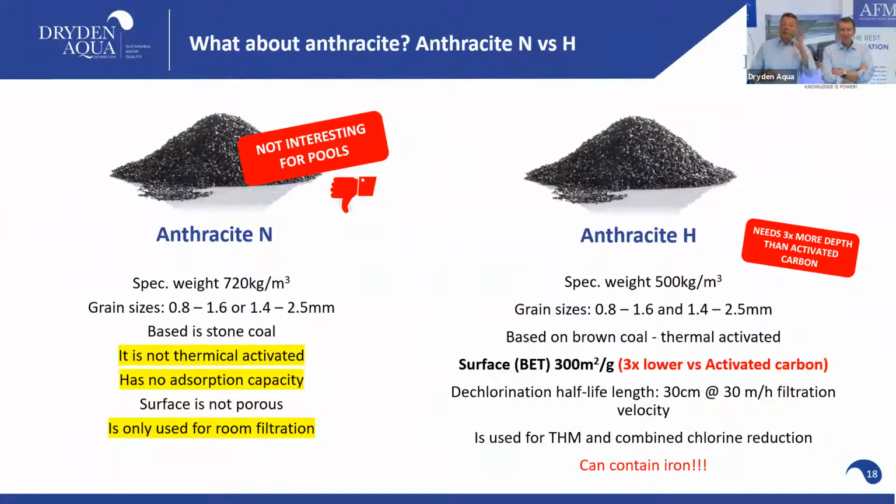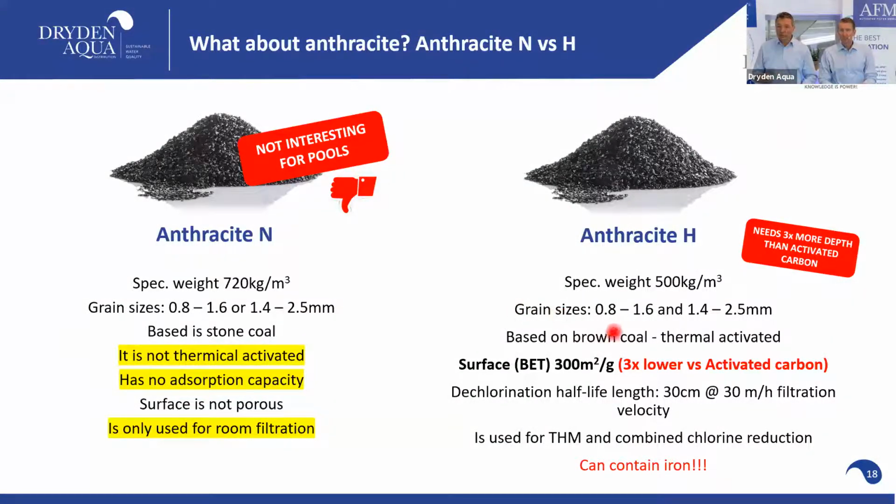Don't use anthracite N. Anthracite N has no absorption capacity. You can't use this. This is really just for roughing filtration. So completely senseless in an indoor pool. Debatable, you could use it in an outdoor pool, to have a little bit less frequency of backwashing, this you could do, but really not in indoor pools.